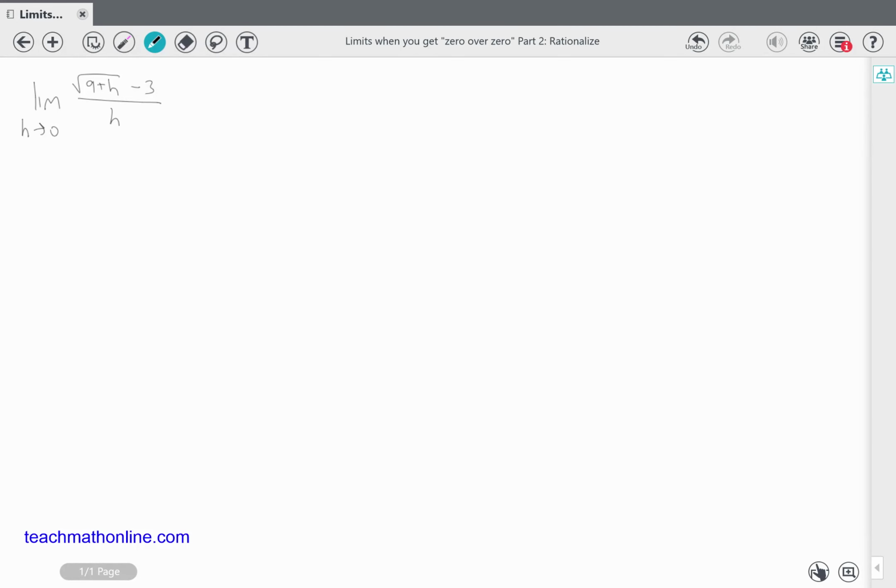This is another type of limit you might see. When we plug in h as it approaches 0, we get 0 over 0. So we can't do it that way. We also can't factor this. So with this one, we're going to try and rationalize it.